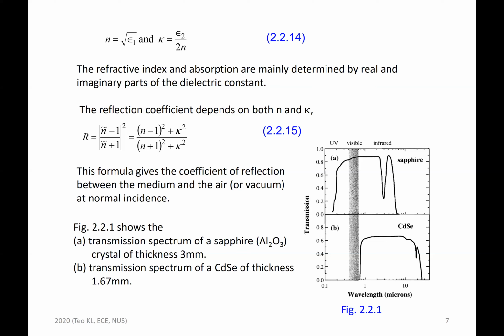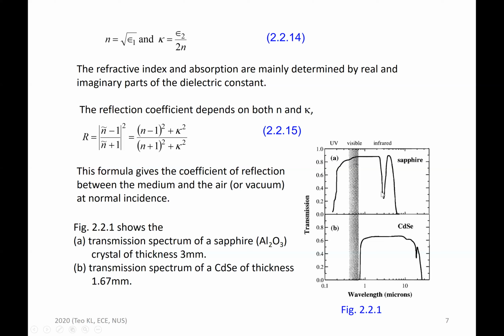Now, within the transparency range down here, the transmission is very high, about 80 to 90%. So the absorption coefficient is very small, so less of the light is absorbed. So you can take the refractive index to be real with no imaginary component. And the refractive index in this region is approximately constant, about 1.77 in sapphire.